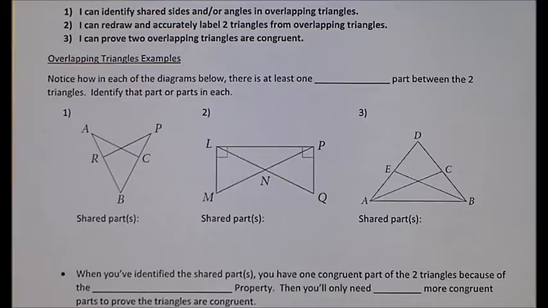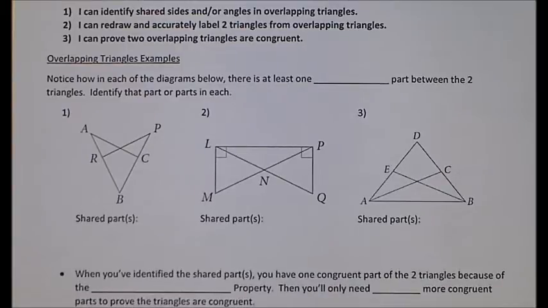So by the end of these notes, you should be able to identify shared sides and angles in overlapping triangles. You should be able to redraw and label two triangles from overlapping triangles, and then you should be able to prove two overlapping triangles are congruent. So that's our goal for these notes. So let's jump into it.